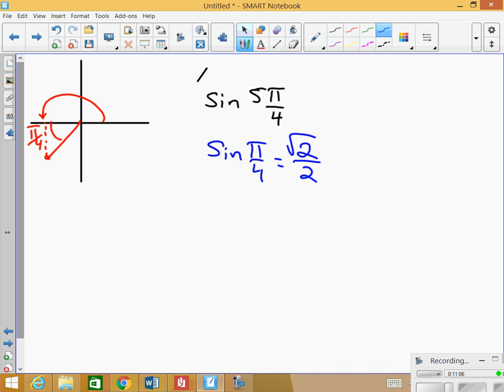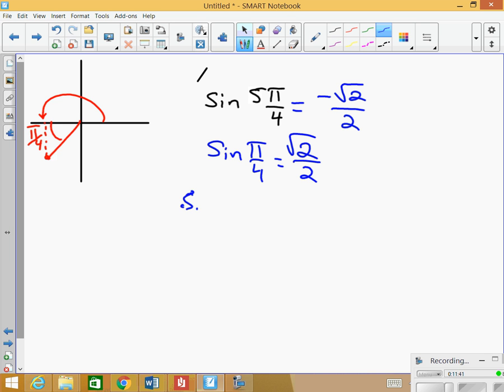But since it's in the third quadrant, which is the tan quadrant, we know this is going to be negative. So therefore, we can say that sine 5 pi over 4 is going to be negative root 2 over 2. We know it's negative, and we know the value because of the special angle. Well, let's take a look at another one.